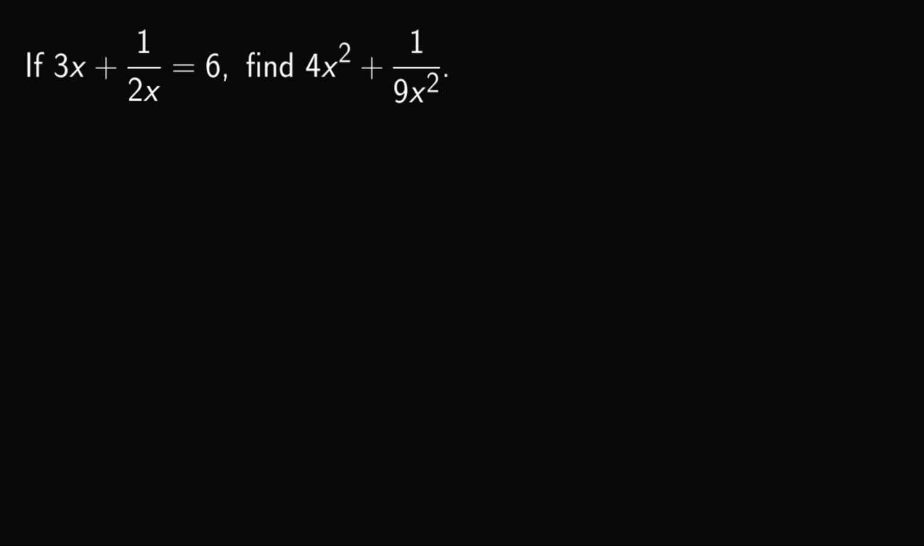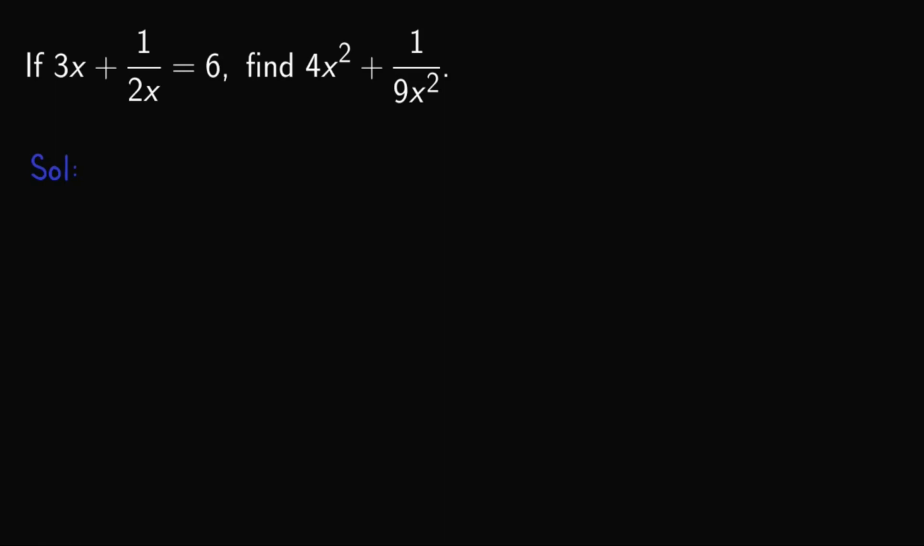Hi there. If 3x plus 1 over 2x is equal to 6, find 4x squared plus 1 over 9x squared. And as a challenge, without solving for x. Before we solve this, you may pause the video for a while to try this first on your own. So good. Let us solve this one.